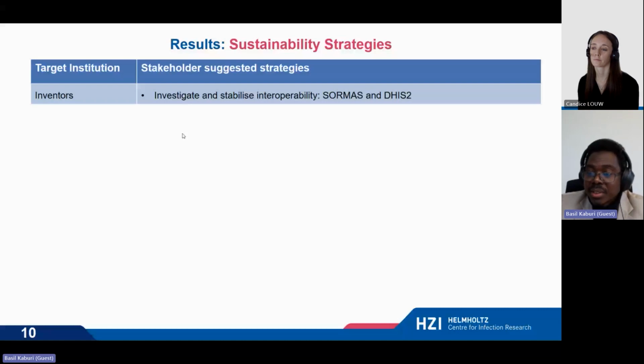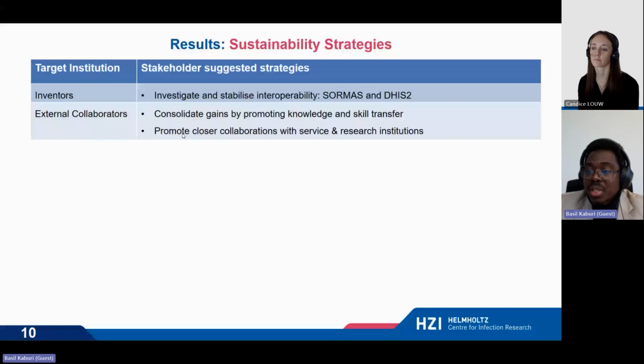For external collaborators, they suggest a consolidation of the gains by promoting knowledge exchange as well as skills transfer between the developers in Europe and those in Africa, and also to promote closer collaborations with the service delivery arm of the system and the research institutions, such that the data can be used by research institutions to generate evidence, and they in turn can inform what other good features can be included in SORMAS for more holistic service delivery.